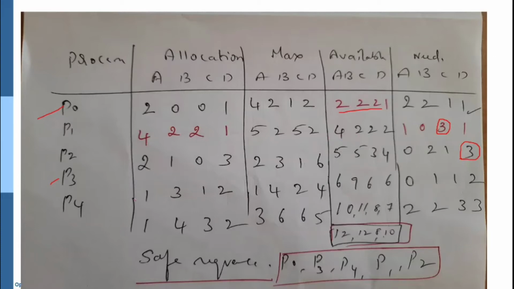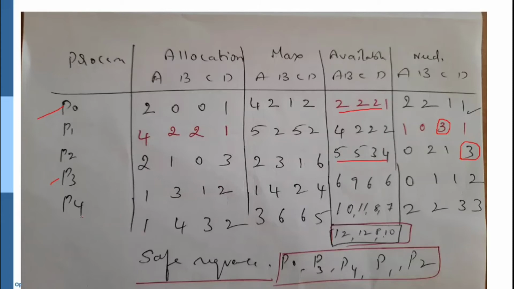Once it is executed, P3 data, previously it was 2 plus, it releases its resources. Previously it was 4, because we added this, no? So 4 plus 1 it is 5, 2 plus 3 it is 5, 2 plus 1 it is 3, 2 plus 2 it is 4. So this is what we saw. So we got the available resources.